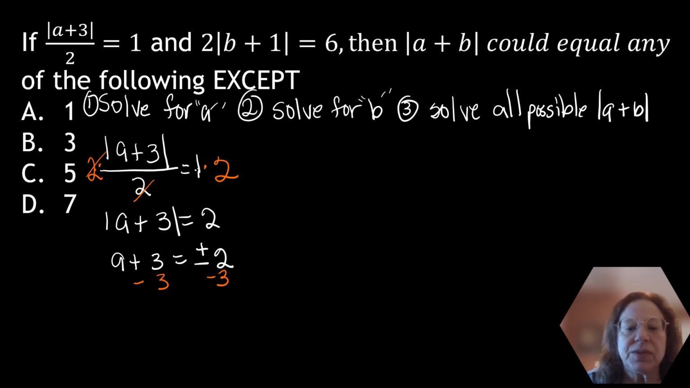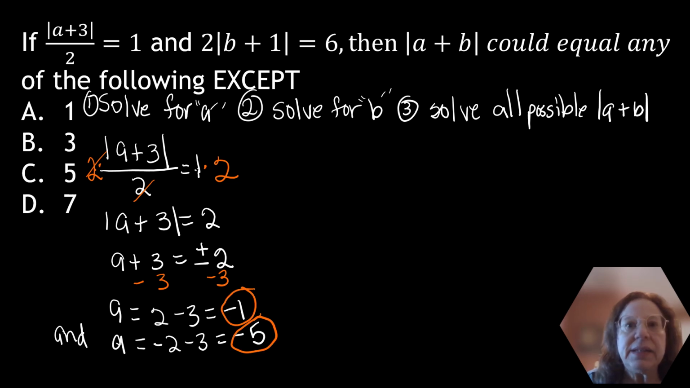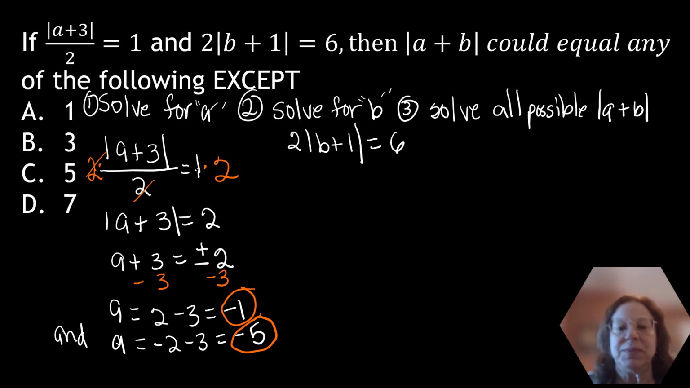Subtract 3 from both sides, and we get a is equal to 2 minus 3, which is equal to negative 1, and a is also equal to negative 2 minus 3, which is negative 5. Okay, now we're going to solve for b.